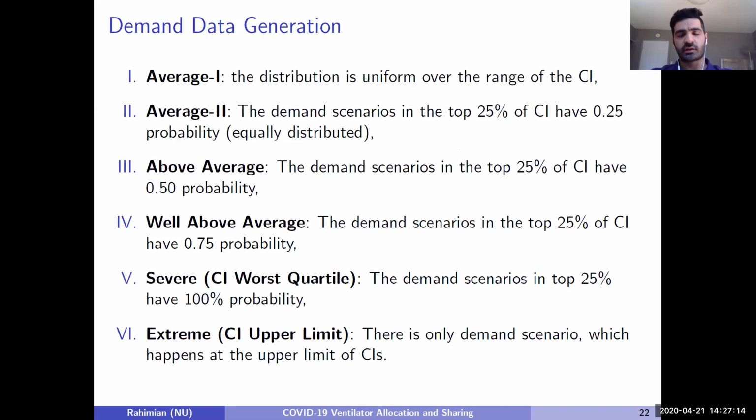Let me not get into the details of this, but we basically generated 6 different cases to generate demand scenarios. As we go from top to down, the severity of the cases becomes more problematic. In this final case, we consider only one demand scenario, which is at the upper limit of the confidence interval. In other cases, we have, for example, considered that 100% of the demand is concentrated on the top quartile of the confidence interval, and so on and so forth.